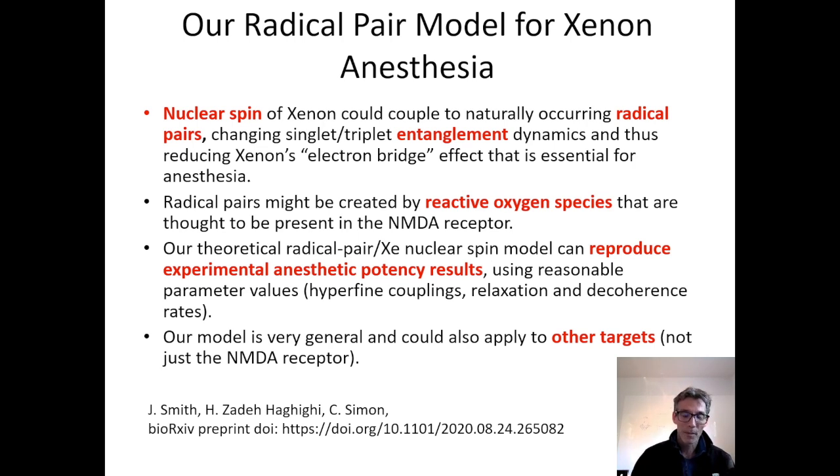So there's a radical pair, and then the xenon acts as an electron bridge for this radical pair, so somehow helping the recombination maybe of this pair. But when xenon has a nuclear spin, then the presence of the magnetic field of this nuclear spin interferes with the electron bridge process, because it flips the spin of one of the electrons in the radical pair, and then they can't react in the same way.